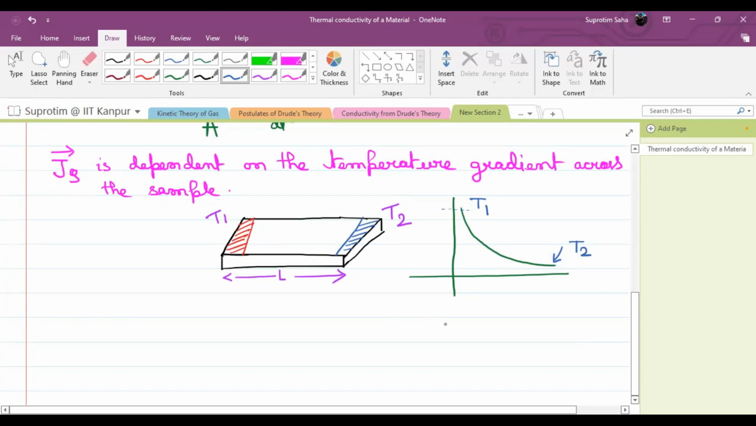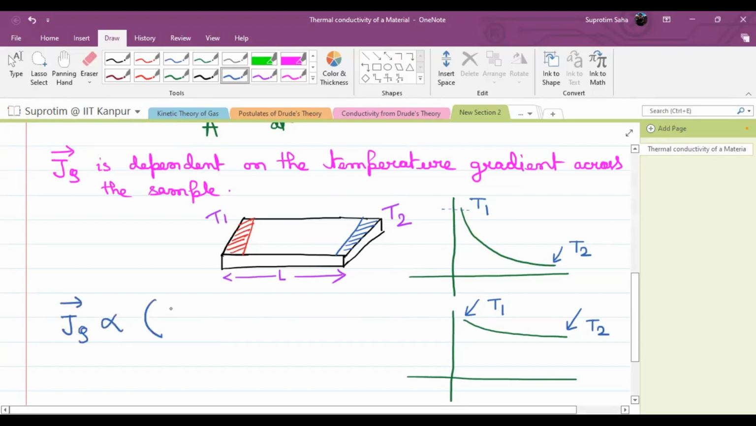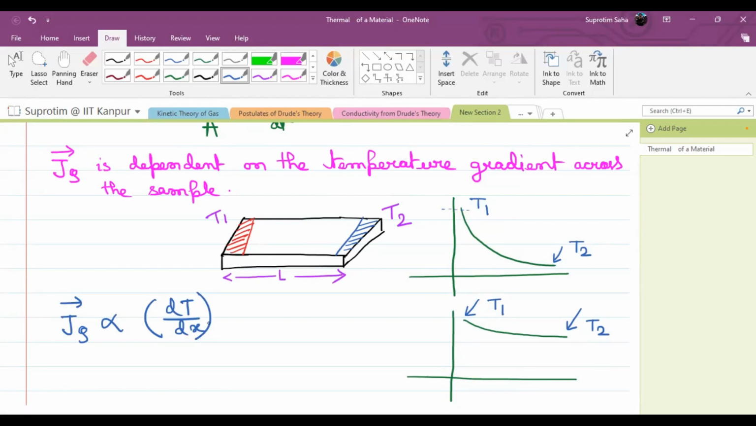Compared to this, if the temperature gradient is like that, such that the difference between T1 and T2 is not that great, the heat flux will be lesser. So your JQ is proportional to the temperature gradient across the sample. The more the difference in temperature between point A and point B, the two ends, the more the heat flux transfer.